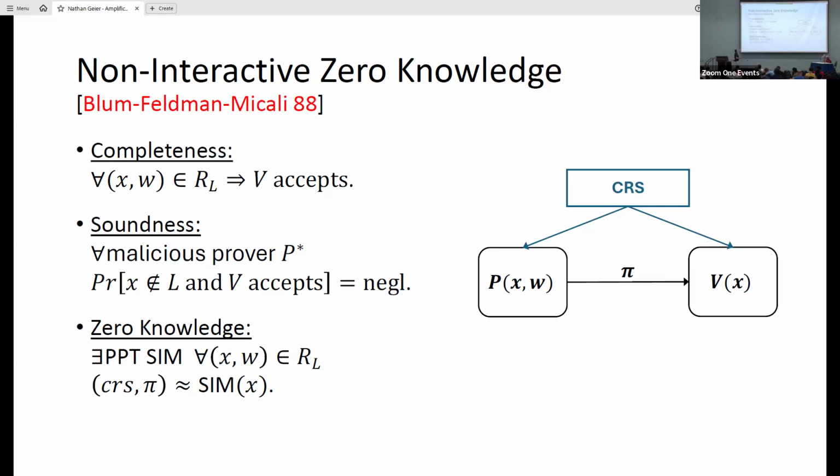Now, the last property is zero knowledge. We want there to exist an efficient simulator such that the real view of the verifier is computationally indistinguishable from the simulated view generated by the simulator, given only the statement without ever seeing the witness.